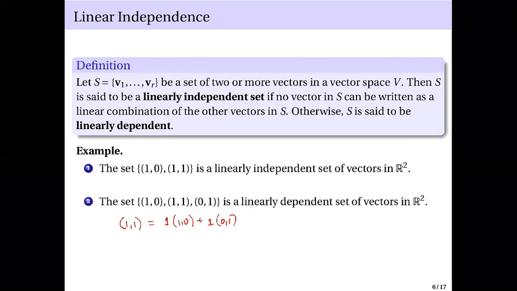Okay? Is the definition of linearly independent and linearly dependent now clearer? Yes. Thank you. Yeah, you're welcome. Other questions?